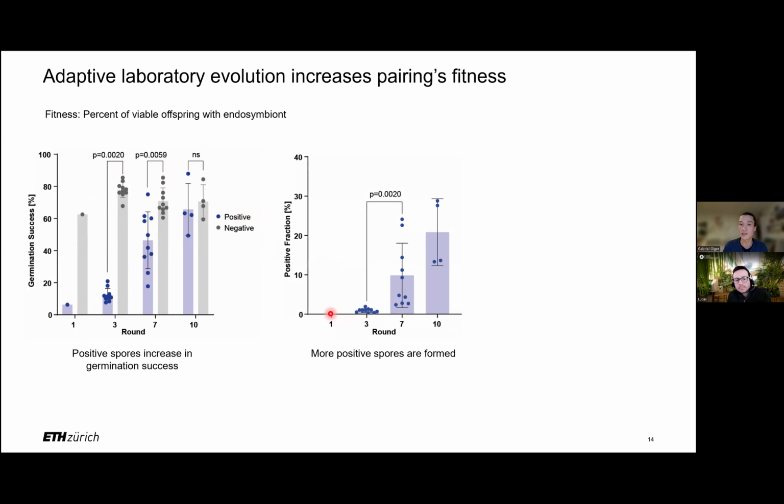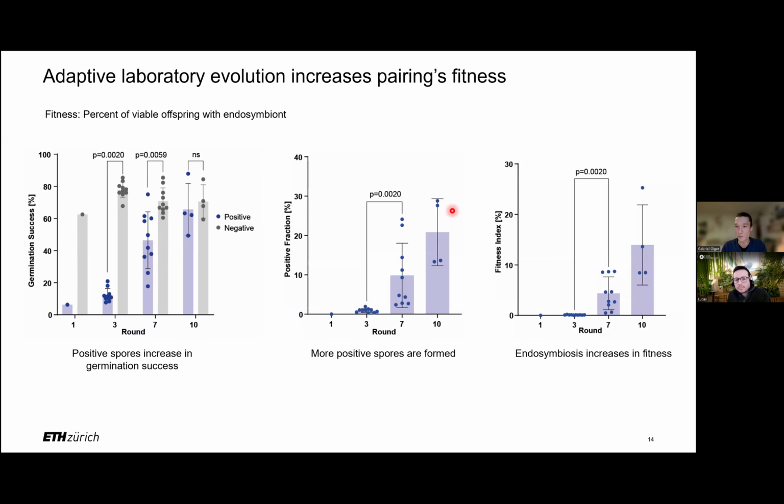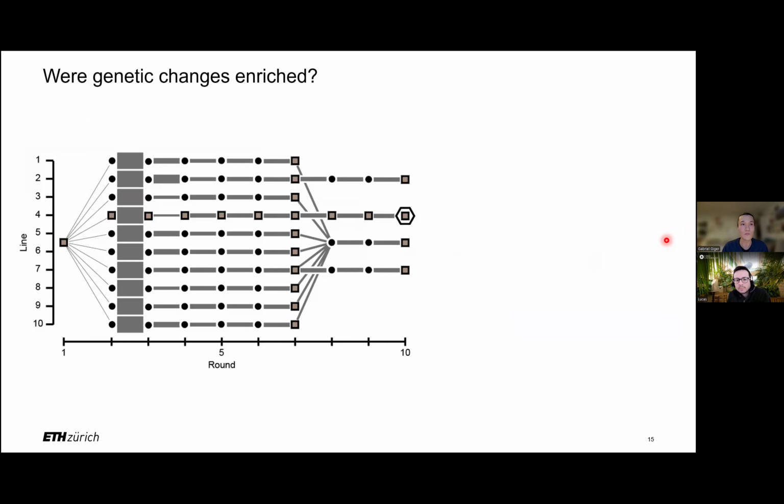In the beginning, this was extremely low. After the selection in the best performing lines, we had a positive fraction of almost 30% of spores that had the bacteria inside. And if you multiply these two values for each of the data points, you get this fitness index that, of course, increased dramatically over these 10 rounds. Again, here we have a selection of the best performing lines that we did artificially.